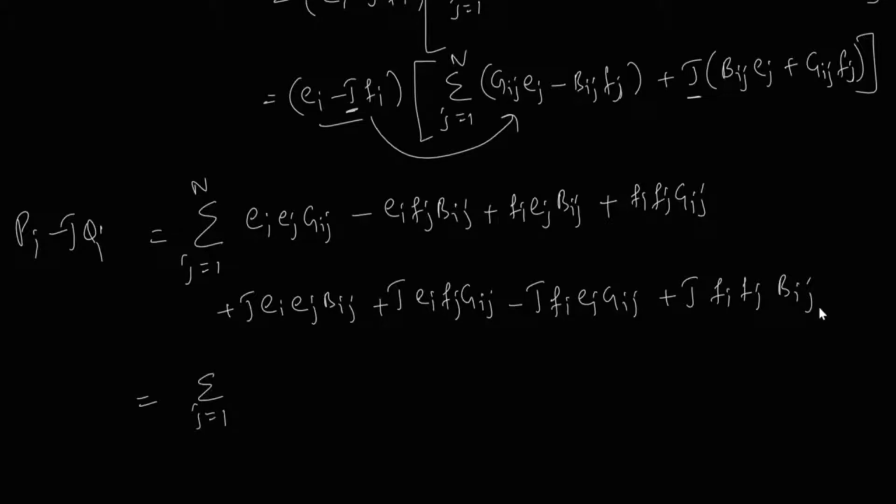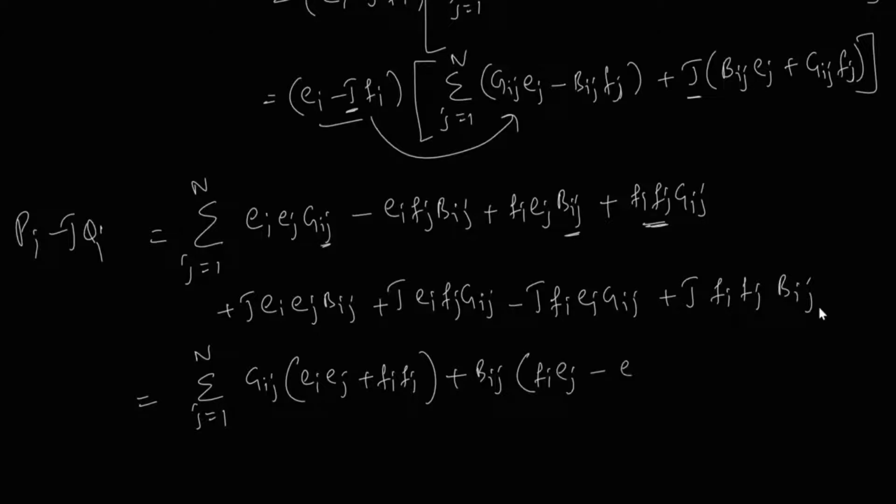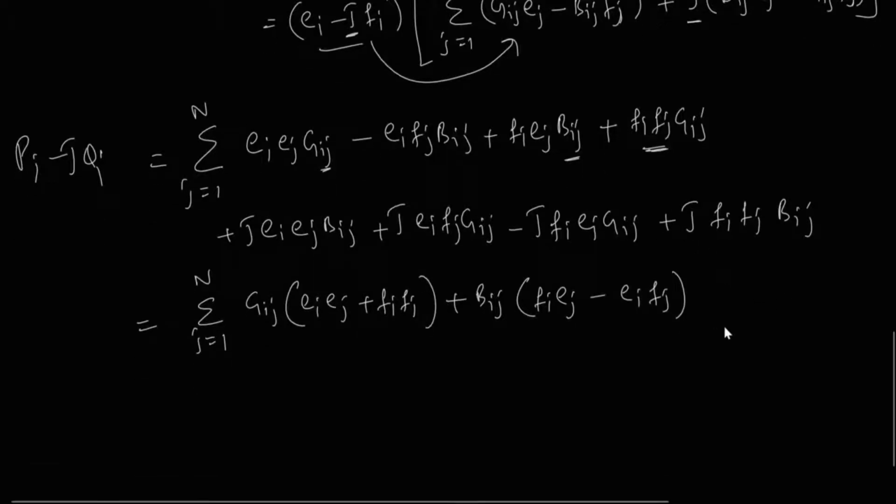So j equals 1 to n. I am taking Gij as common, so I get Ei Ej, and here plus Fi Fj, right? And what else do I have with me? Plus Bij, if I take this term as common, Fi Ej minus Ei Fj. So this is the first four terms written like this.